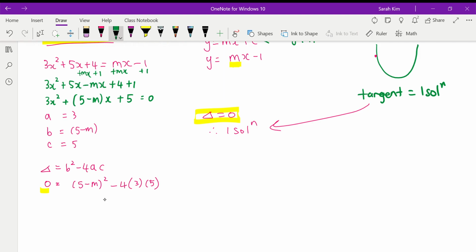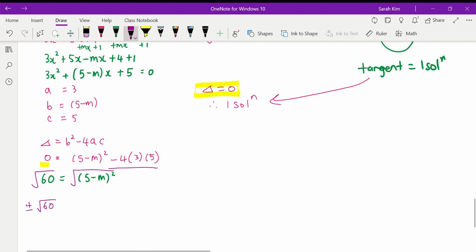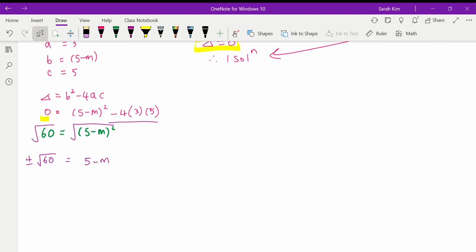Now we solve it, so I'm going to remove this part and put it on the other side. 4 times 5 is 20, 20 times 3 is 60, so I get 60 equals 5 take m squared. In order to get rid of the square, I square root both sides. Remember that I get two answers, plus or minus square root 60. Almost done, I just have to take 5 from both sides, so I get minus 5 plus or minus square root 60 equals minus m.